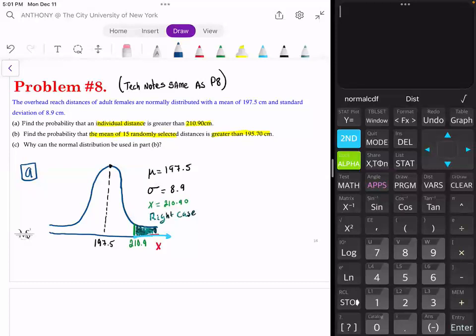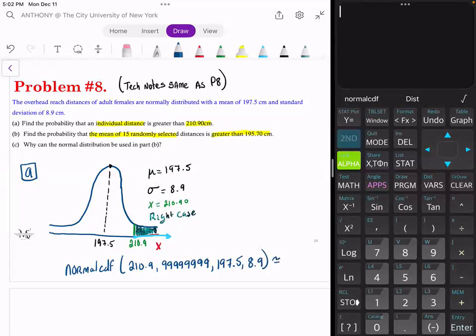So when I do the normal CDF, I'm going to do normal CDF of 210.9, because looking at my drawing, that's my starting point. I'm going to end all the way at infinity, or I could just write these repeating nines. Then we go to the mean, 197.5, followed by standard deviation, which is 8.9. So if I enter this into the calculator, I should get my answer.